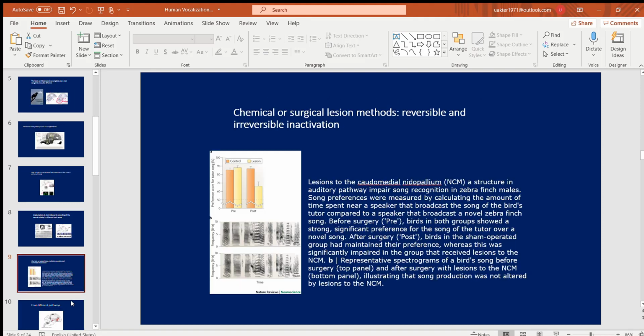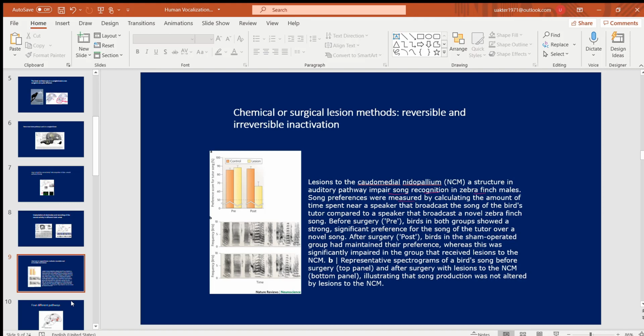So we can temporarily or permanently inactivate the brain structures, right? And this is just one study where the lesion was made in the NCM area, caudomedial nidopallium, and this structure is in the auditory pathway, that means listening, and inactivating or lesioning this area impairs song recognition in zebra finches.